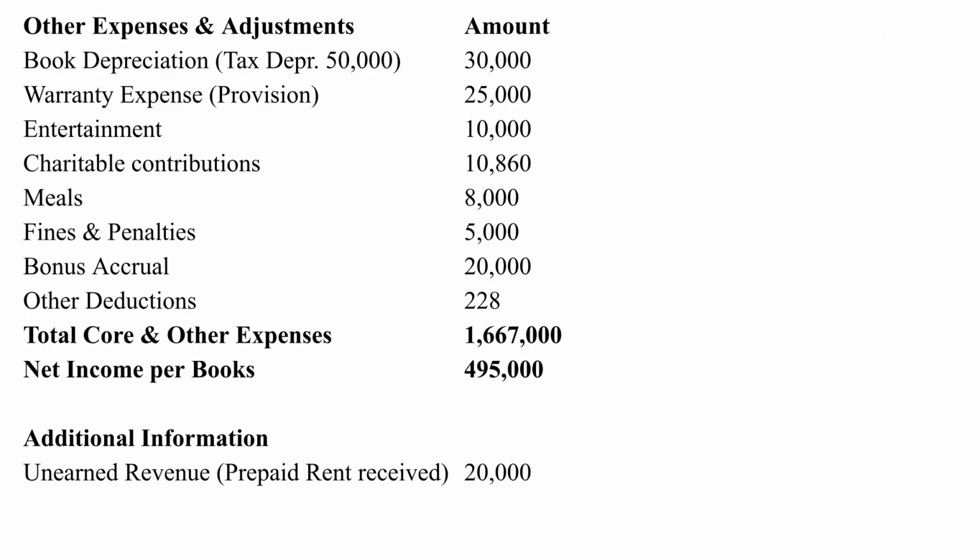We have total revenue of $2.16 million and total expenses of $1.67 million, resulting in book income of $495,000. This book income is what you see in financial statements. But this is not what we report for tax. This $495,000 becomes our starting point for Schedule M1.